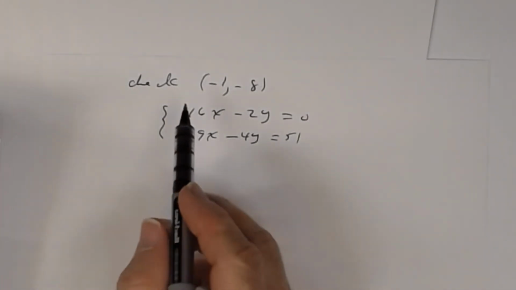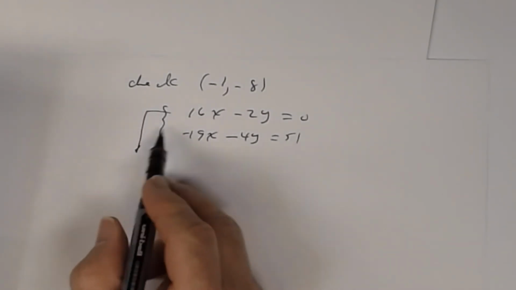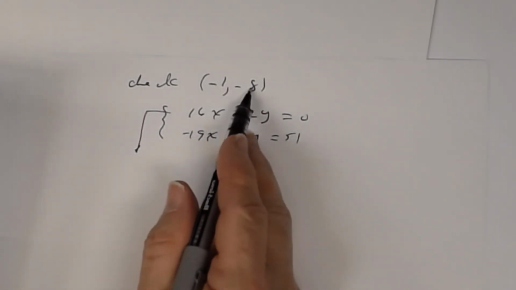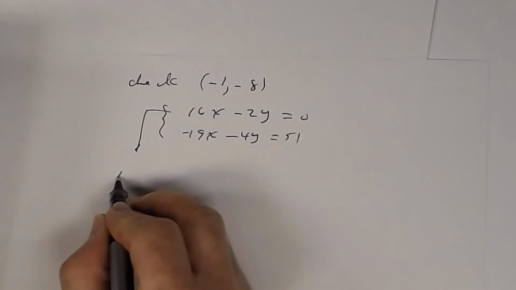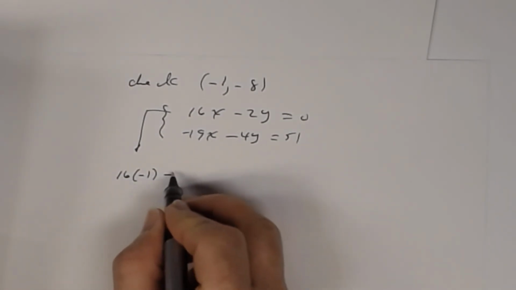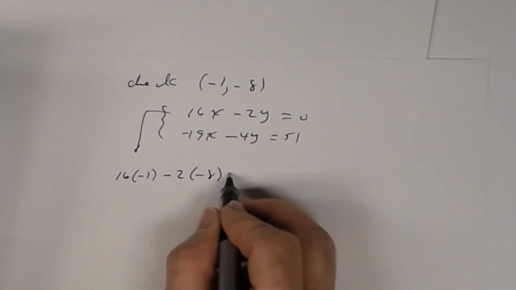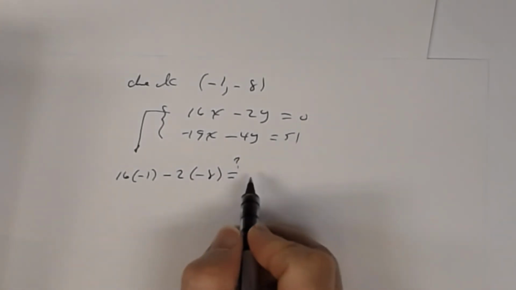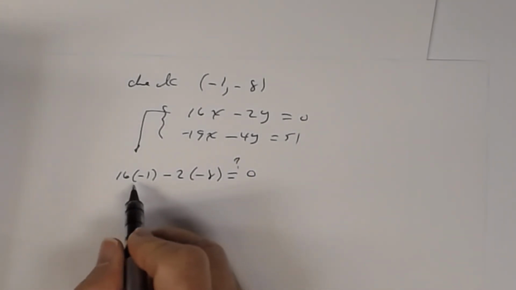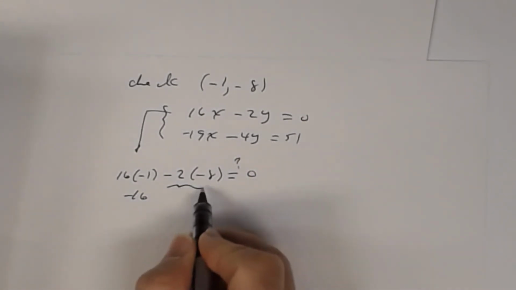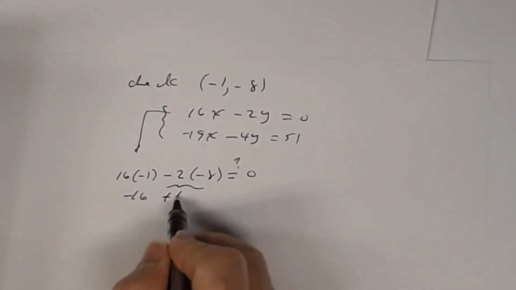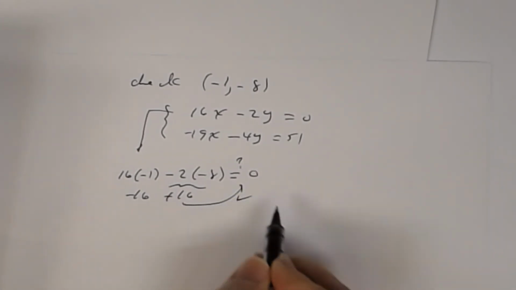Okay, so let's check the first one. In place of x, I'm going to substitute negative 1. In place of y, I'm going to substitute negative 8. So I get 16 times negative 1 minus 2 times negative 8. And I want to see if that's going to equal 0. Well, 16 times negative 1 is a negative 16. A negative 2 times a negative 8 is a positive 16. And when you add them up, you do get 0.